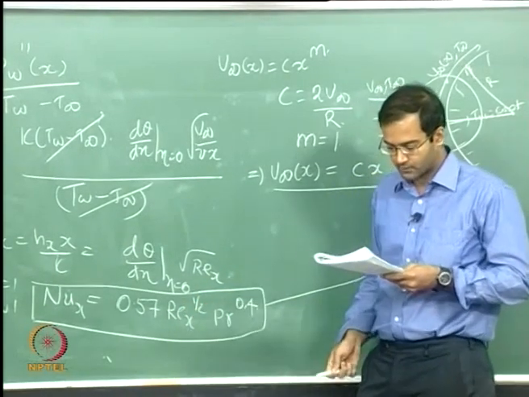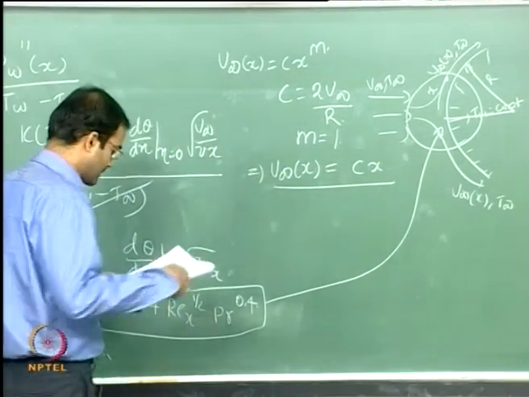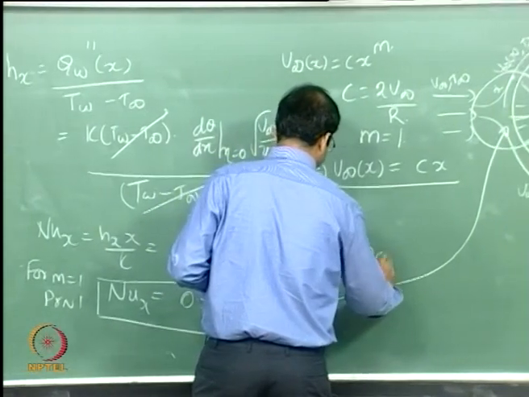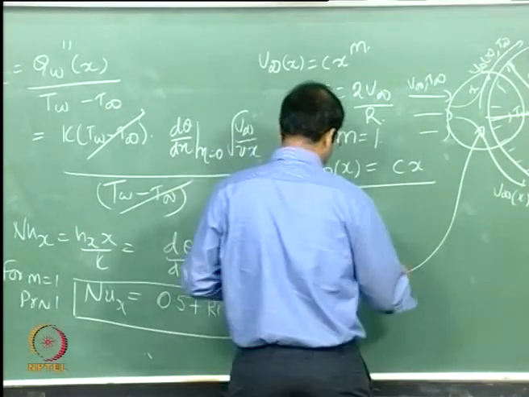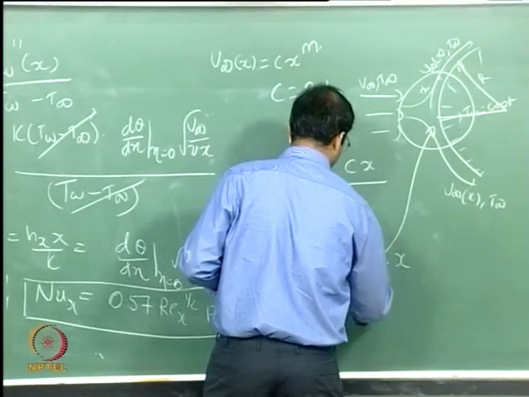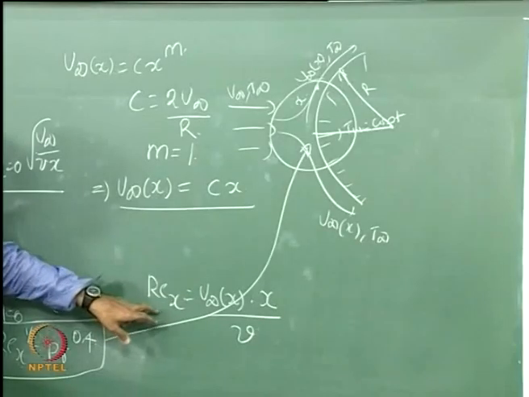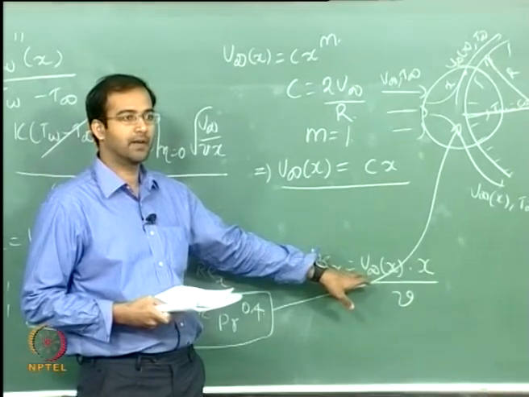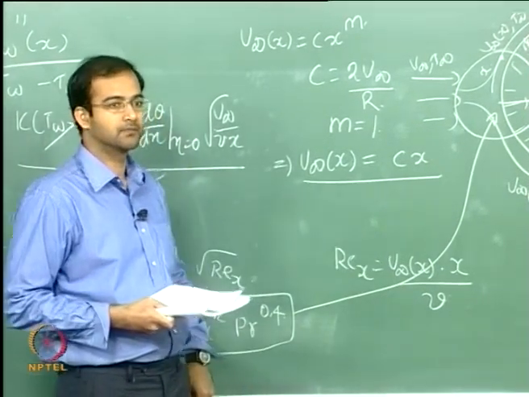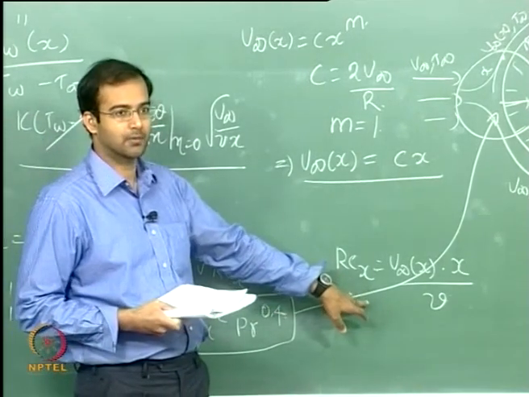So how do you do this transformation? You already know that your Re_x is defined based on u infinity x into x by nu. This is the definition of your local Reynolds number right now, where you are defining based on your local velocity. That's how we have to transform. We'll see how we will transform it.